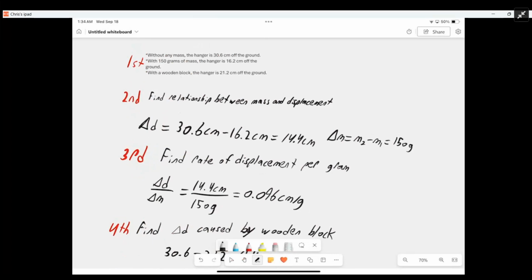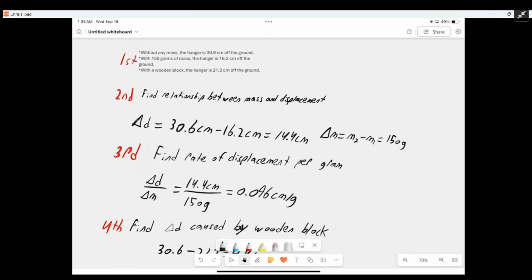And the reason why you can't do 30.6 minus 21.2 centimeters when you're finding delta D here is because the whole goal of this part of the problem is finding the relationship between mass and displacement. If we used 21.2 centimeters, the issue is they don't give us the mass of the wooden block. That's what we're looking for to begin with, right? So we can't use 21.2 centimeters because we don't have the mass of the wooden block, which is why we have to use the 16.2, because they tell us that it's that distance when 150 grams are attached.